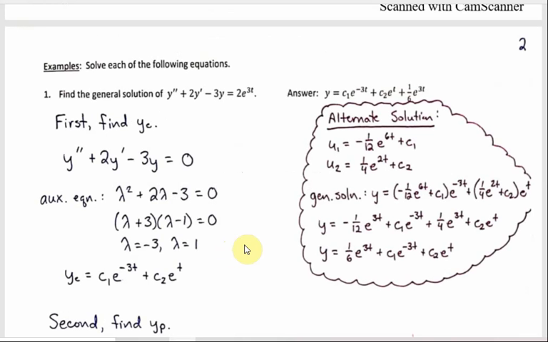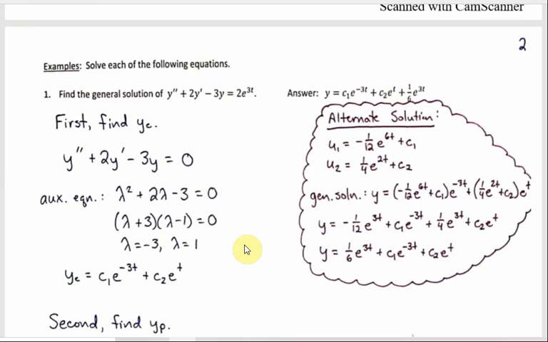All right, so this first example, if we want to find the general solution of y'' + 2y' - 3y = 2e^(3t), hopefully it looks kind of familiar. It's also in section 4.4. And I wanted the first example to be one that we already had, so I could point at it and go, look, it actually works. So that's kind of what this example is.